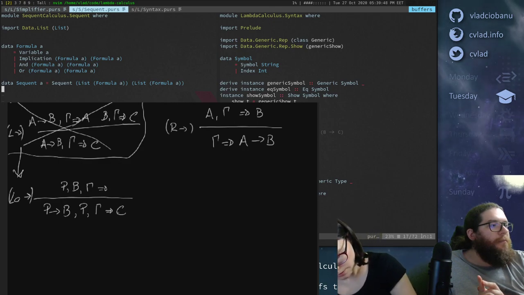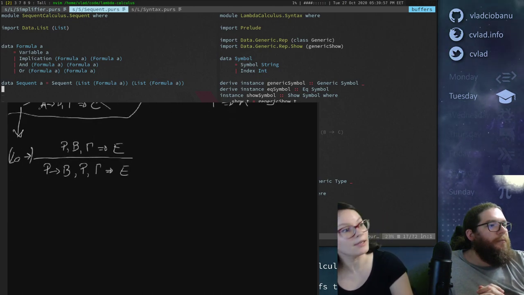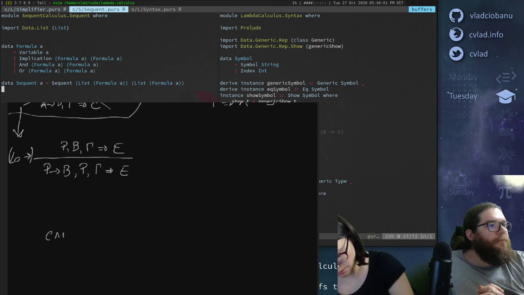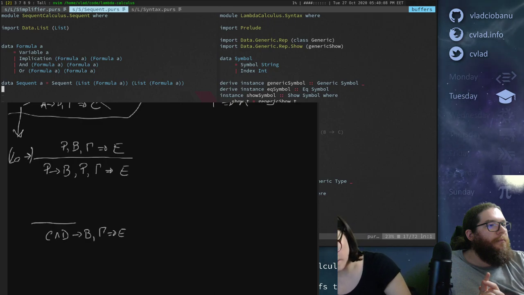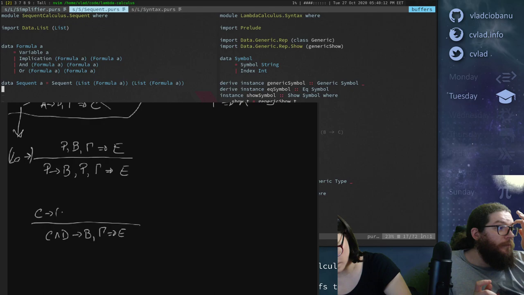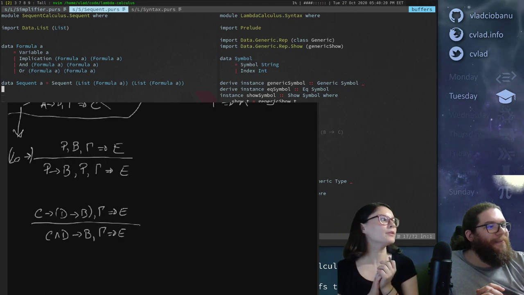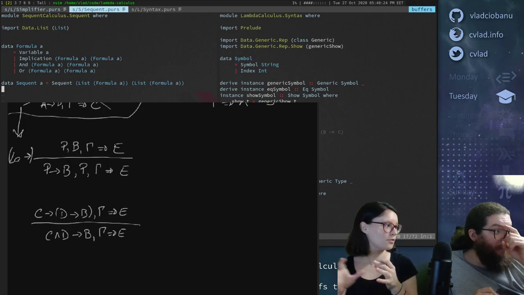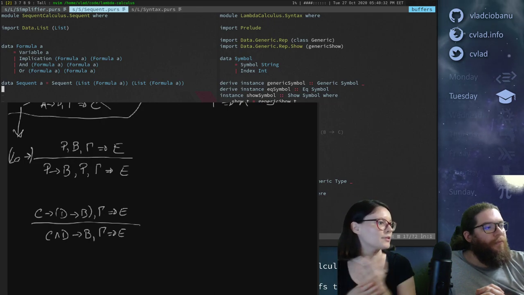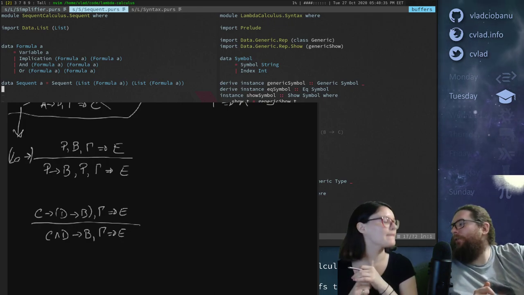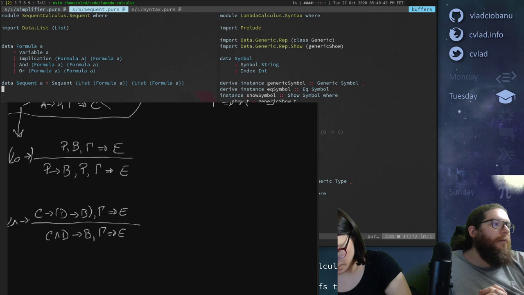Let me put another letter here. What happens if this A was a conjunction? So we have C and D implies B, and gamma implies E. So this is like currying: you get C implies D implies B, and gamma implies E. The idea is to destruct what you have on the left hand side of your implication, to push it as much as you can so that you arrive at the propositional variables, the smallest atom. So in this case, if C is a P, then we could be using L0. Exactly. Let's call this L conjunction implication.